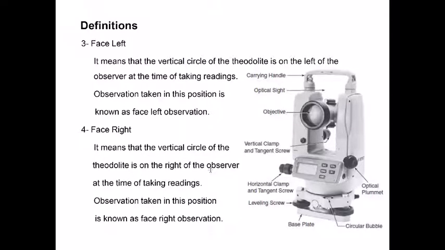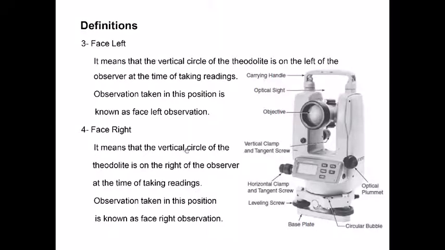So that means you are using the face right when the vertical circle of the theodolite is on the right side of the observer. And when you transit your telescope, that means you rotate the telescope by 180 degrees. Now the objective is on the other side, and the eyepiece is over here. The observer moves around and comes to this position, looking in the other direction. Now the same vertical circle is on his left side. So now we are in a face left position, when the vertical circle of the theodolite is on the left side of the observer.